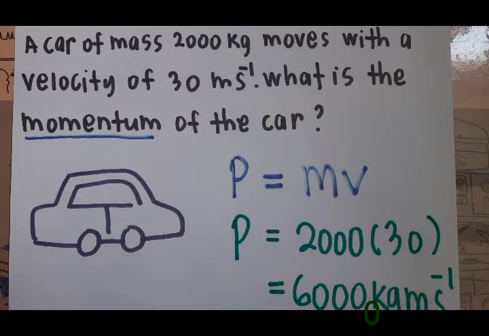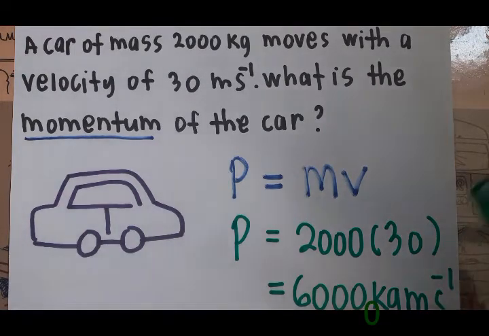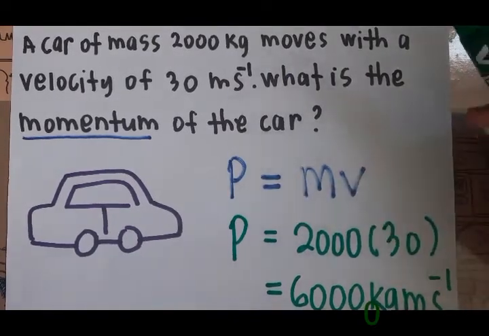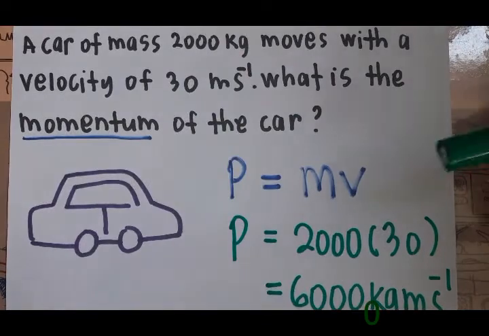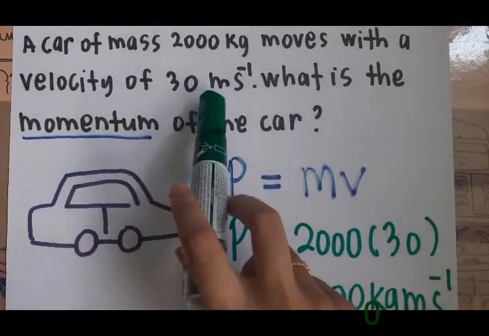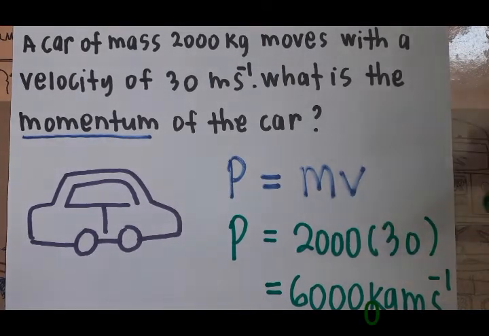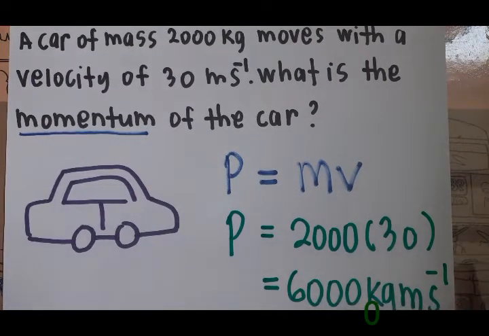A car of mass 2000 kg moves with a velocity of 30 meter per second. What is the momentum of the car? So we need to find the momentum of the car by using the formula P = mv. The mass of the car is 2000 kg and the velocity of the car is 30 meter per second. So we just transfer the information into the formula, which is 2000 times 30, we got 60,000 kg meter per second.